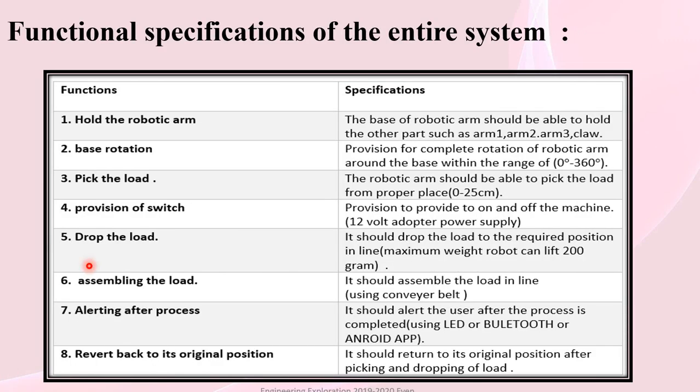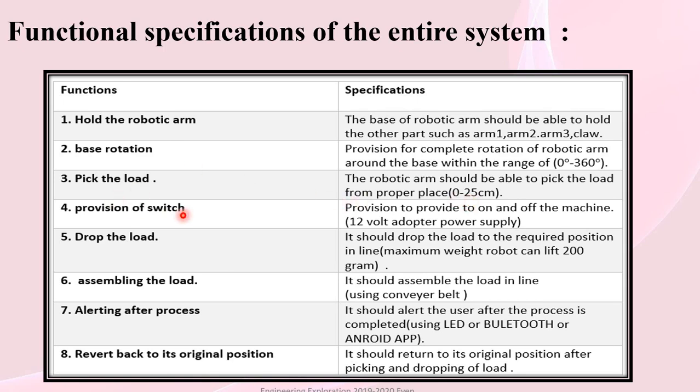Functional specification of the entire system. Holding the robotic arm: the base of the robotic arm should be able to hold the entire body, that is other parts such as arm 1, arm 2 and the clamp. And the base rotation: provision for the complete rotation of the arm around the base within the range of 30 to 360 degrees. And picking the load: the robotic arm should be able to pick the load from the proper place, that is around the area up to 0 to 25 centimeters around.